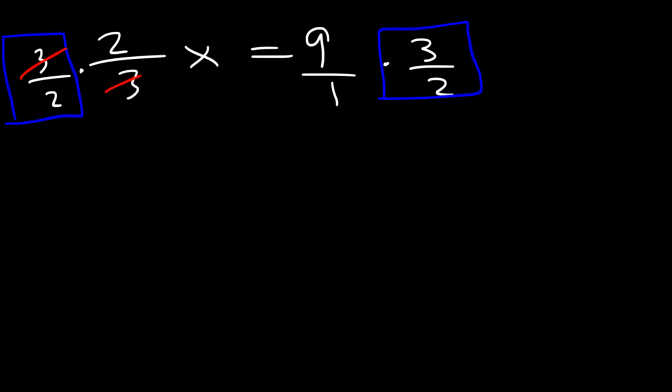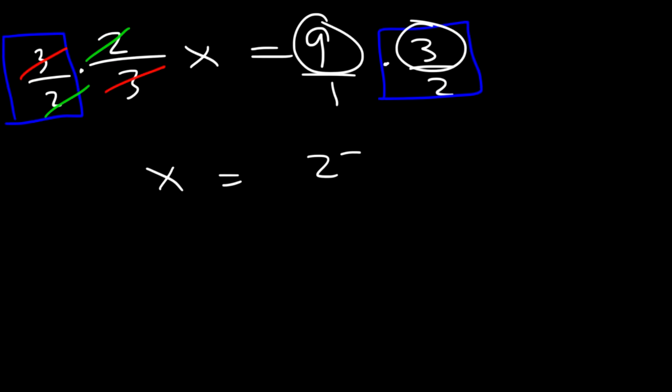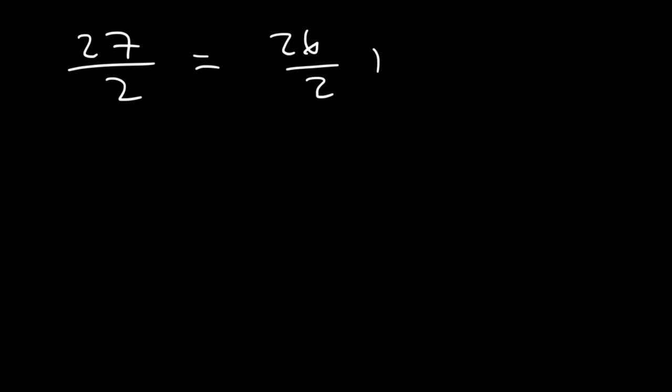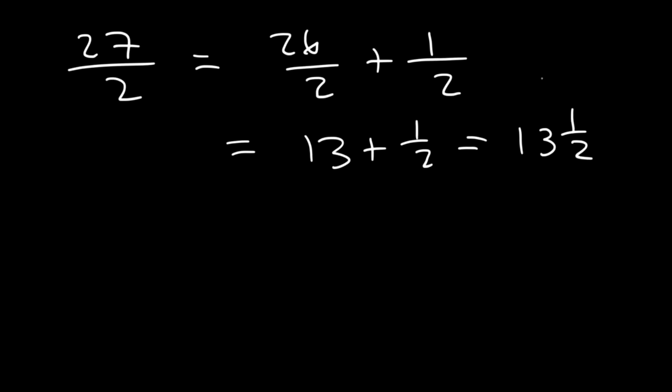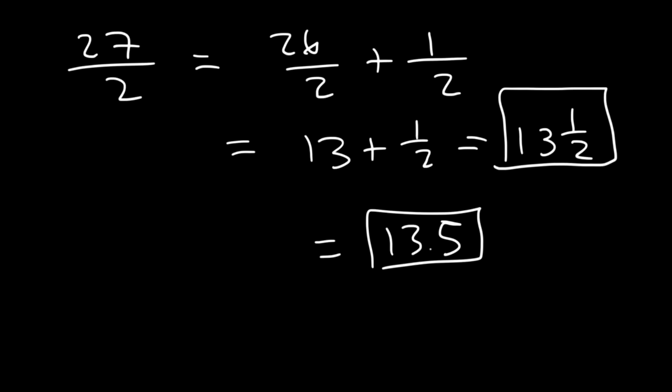3 divided by 3 is 1, and 2 divided by 2 is 1, so the 2's and 3's cancel on the left. On the right, we have 9 times 3, which is 27, and 1 times 2, which is 2. So the answer is 27 divided by 2. Now we could simplify this fraction if we want to. 27 is 26 plus 1, and 26 divided by 2 is 13. 13 plus a half is 13 and 1/2 as a mixed number. So as a decimal, this is equal to 13.5. So that is the value of x in this problem.